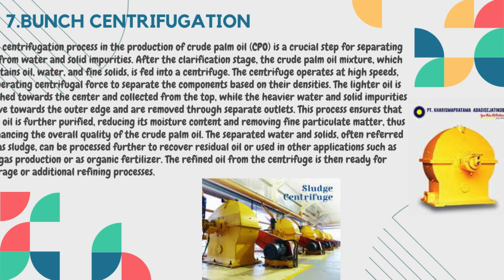This process ensures that the oil is further purified, reducing its moisture content and removing fine particulate matter, thus enhancing the overall quality of the crude palm oil. The separated water and solid, often referred to as sludge, can be processed further to recover residual oil or used in other applications such as biogas production or as organic fertilizer. The refined oil from the centrifuge is then ready for storage or additional refining process.